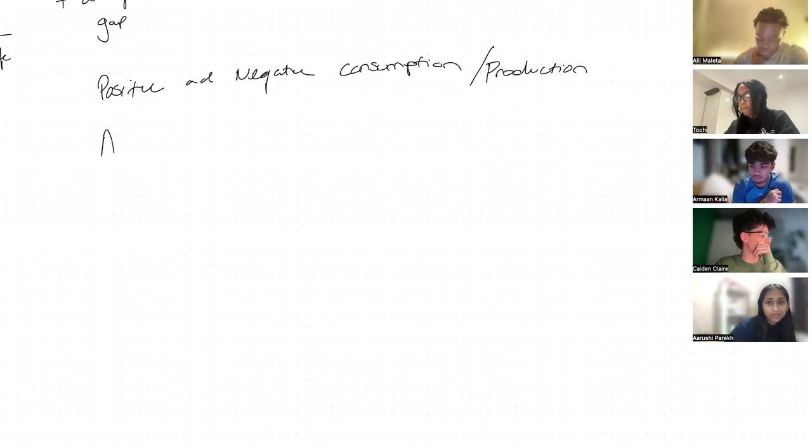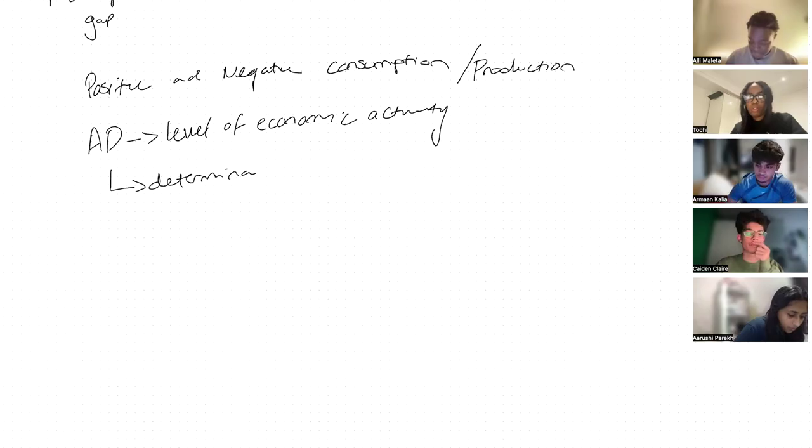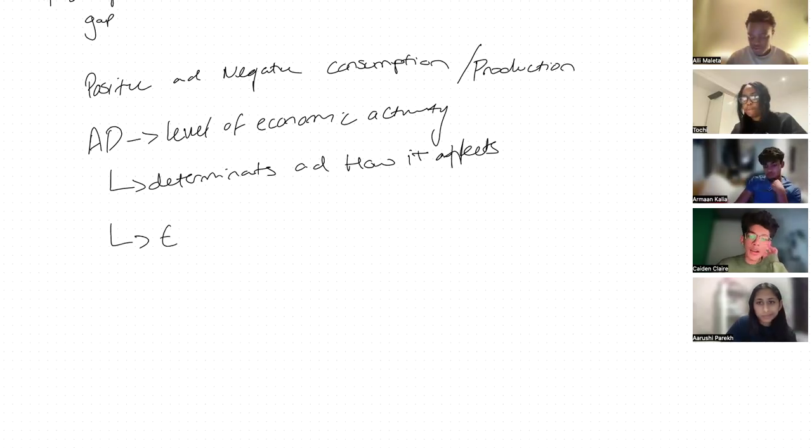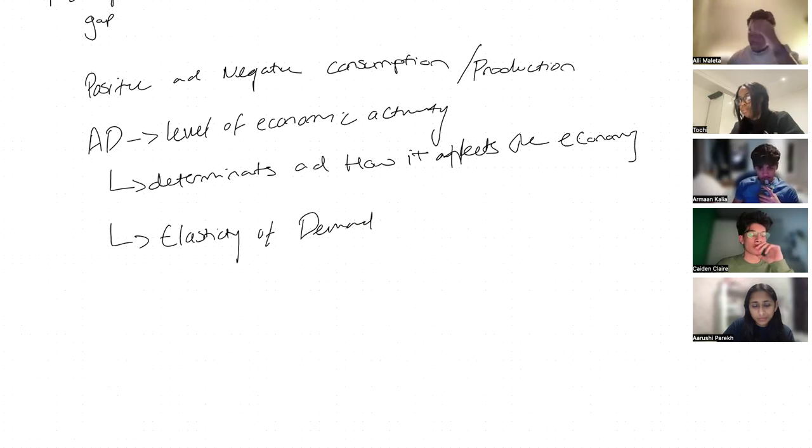So AD, and what in particular do you mean by the level of economic activity? I think just more like how it affects the economy and the determinants and stuff like that. And just sometimes the elasticity probably as well. And that's it. Elasticity of AD or elasticity of demand, sorry. Yeah. Anyone got anything else? Okay, right. So we'll make a start on the first one.